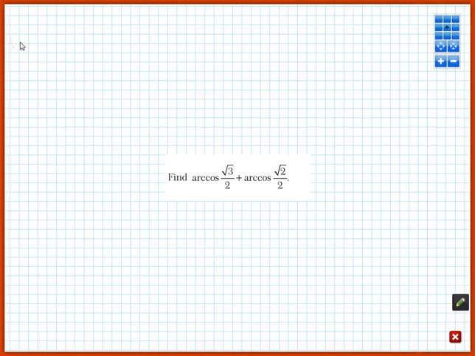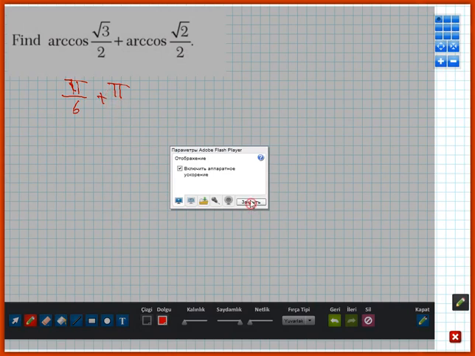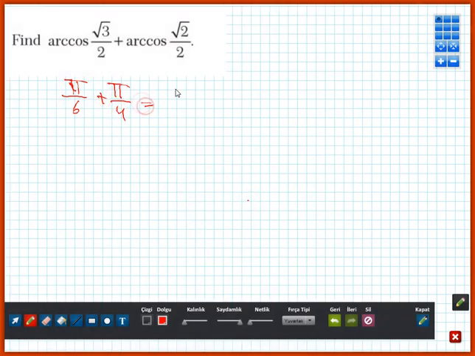Let's solve this example. Now we have to find arccosine of root 3 over 2. The angle x here must be what? Cosine 30 degrees, which is pi over 6, is root 3 over 2, and pi over 6 is between 0 and pi. And here it's pi over 4. This one is pi over 4. And the result is equal to 5 pi over 12.